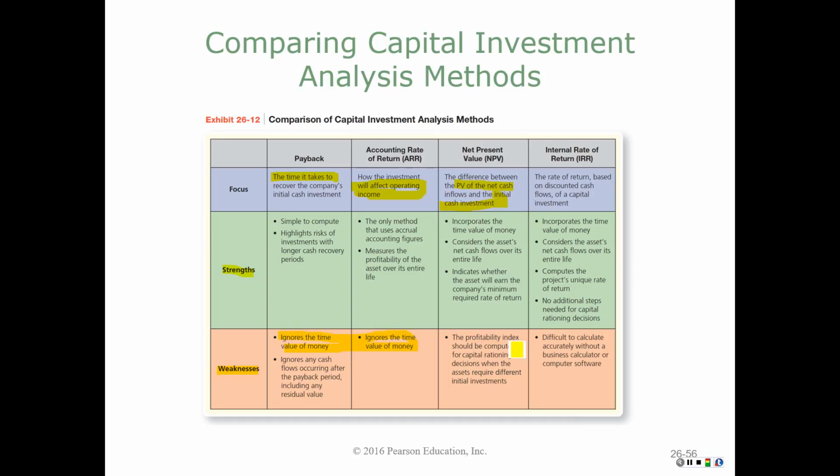Now, also realize that if you're using the net present value, you may have to take into consideration a profitability index if you have assets that have different initial investments. And with our internal rate of return, it is difficult sometimes to calculate this accurately if you don't have a business calculator or computer software immediately available. But it is probably one of the most detailed cash flow measures that we can do, and it helps us to actually compute and capture what our actual unique rate of return is on this particular project.